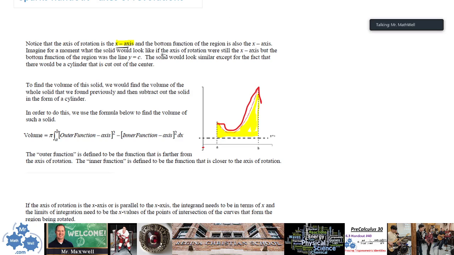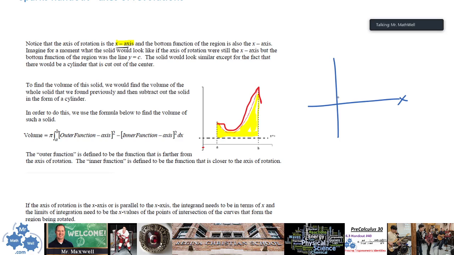Imagine what the solid would look like if the x-axis were the axis of rotation, but the bottom function was a line. So we could rotate it around a line, or we could rotate it around the x-axis, but not include the bottom area. And that's what I'm referring to in this case. There will come a time where we will be reflecting things about other than the x-axis. I guess this is not that time.